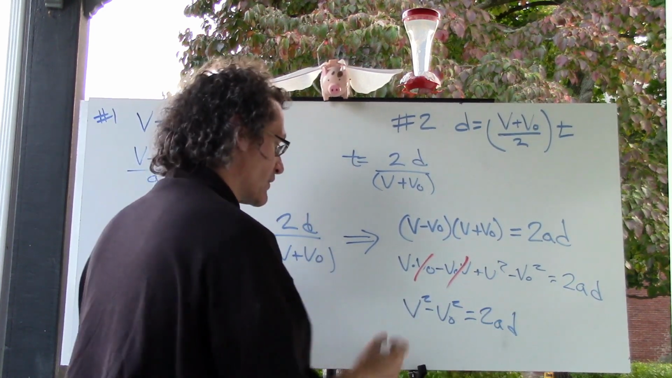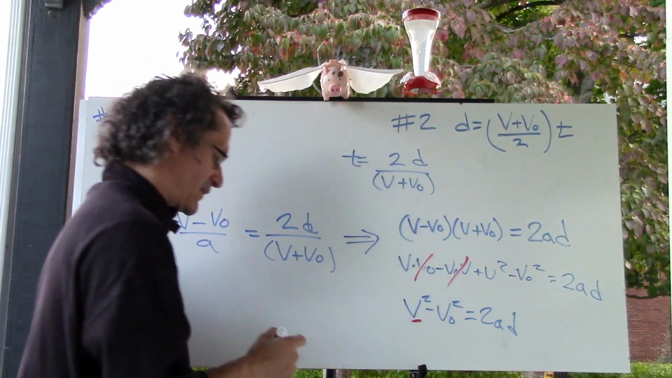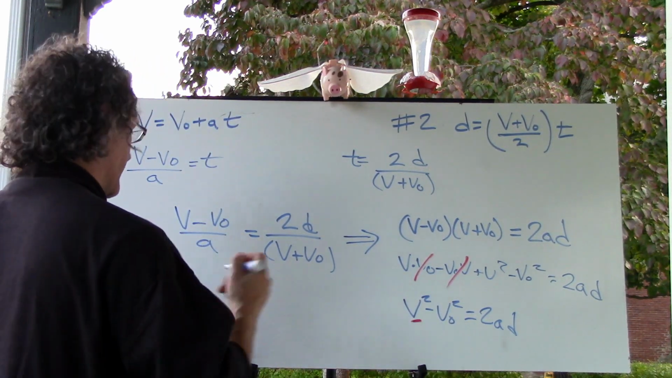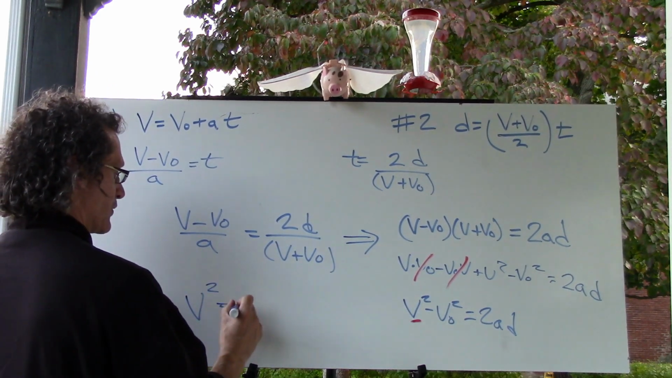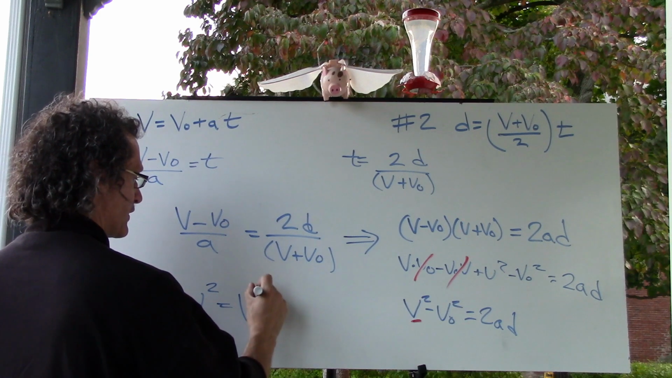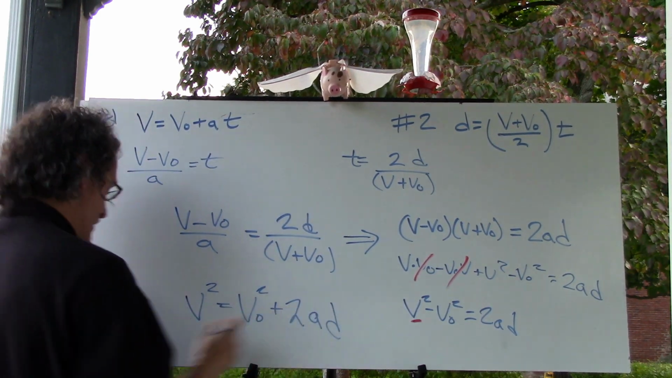That's almost there because our original equation was in terms of v squared, so in terms of v. So let's solve for it. We have v squared equals v naught squared plus 2ad.